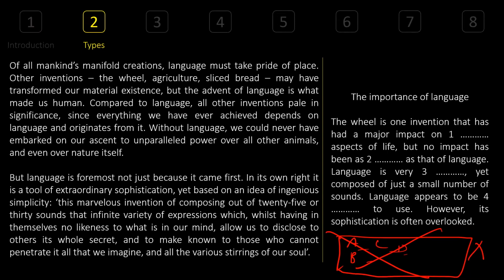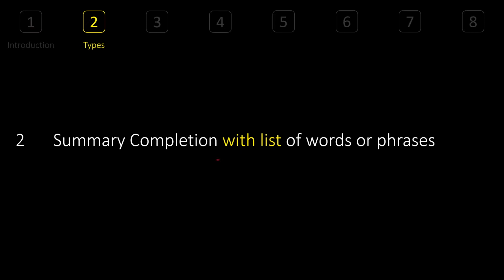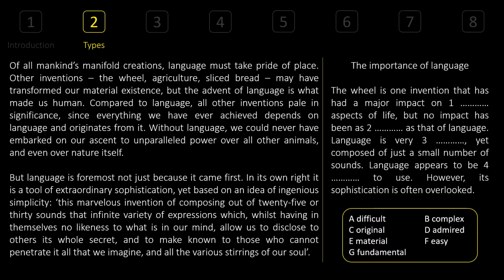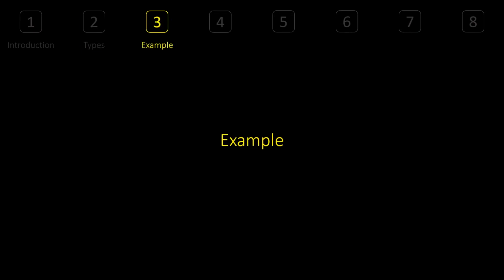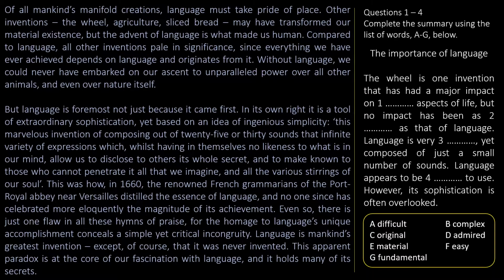The second type, with a list of words or phrases, looks like this. We have questions 1, 2, 3, 4, and you have to fill in the answers from the options. We have options here, and after you read the passage and understand the question, you choose from these options. Actually, this is helpful. So this is what happens sometimes in summary completion; the previous one was without any boxes. Now let's see an example of the type with boxes.